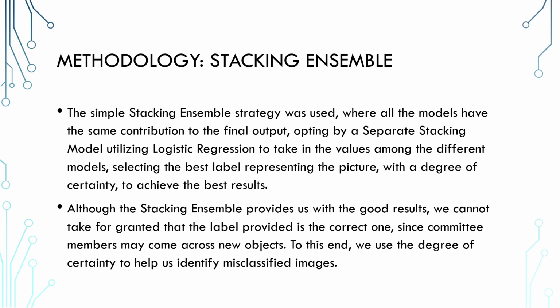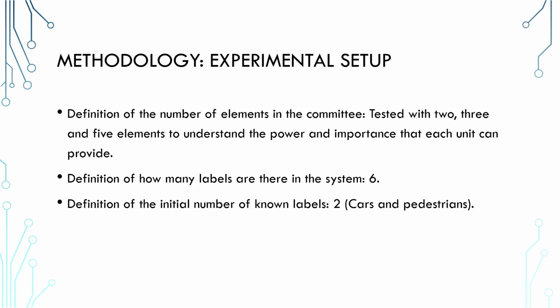Although the stacking ensemble provides us with good results, we cannot take for granted that the label provided is the correct one, since committee members may come across new objects. To this end, we use the degree of certainty to help us identify misclassified images. Some final tweaks had to be done in order to complete our experimental setup. We had to define the number of elements in the committee, which were 2, 3 and 5, in order to understand the power and importance that each unit could provide. We also had to define how many labels were in the system and known previously.